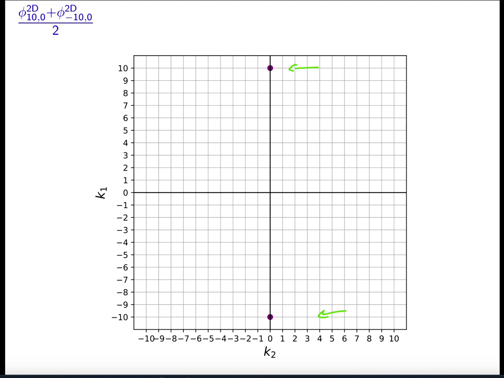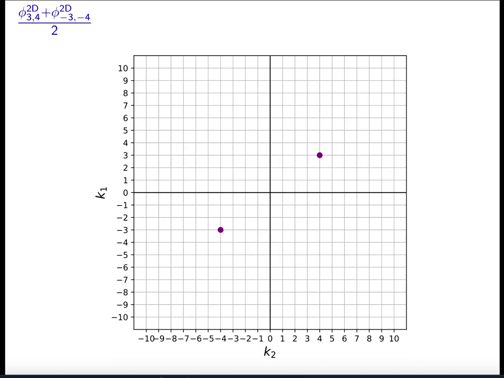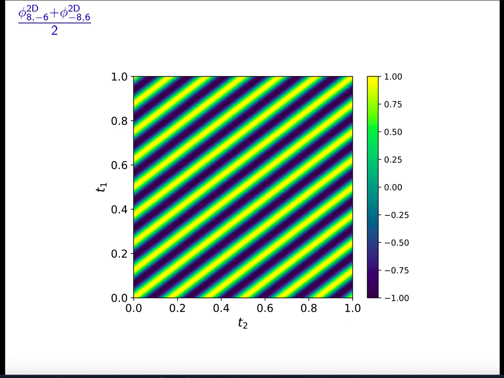So these two frequencies here produce this sinusoid here, which combines the complex exponential with frequency 10, 0 and minus 10, 0. Same here with 3, 4 and minus 3, minus 4. Same here with 8, minus 6 and minus 8, 6. Okay. So this is how the real sinusoids that we saw before are formed as linear combinations of complex exponentials or complex sinusoids.